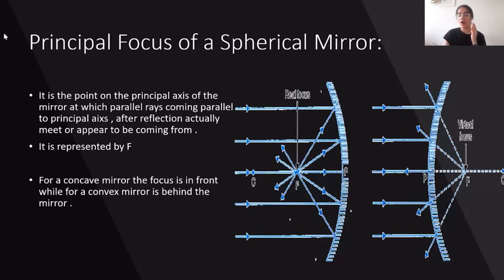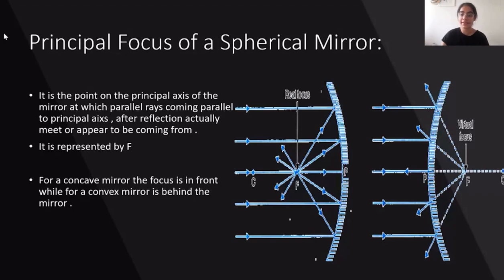Incident rays which are parallel to the principal axis, after reflection from a concave mirror, will meet at a point. Incident rays which are parallel to the principal axis, after reflection from a convex mirror, will appear to be coming from the focus if you extend them behind the mirror.